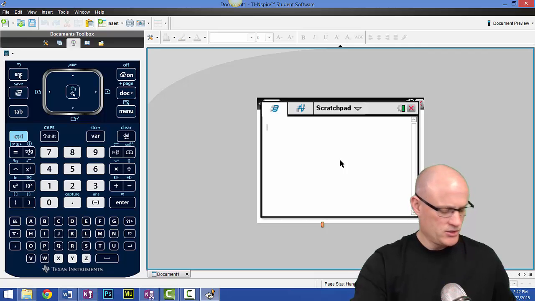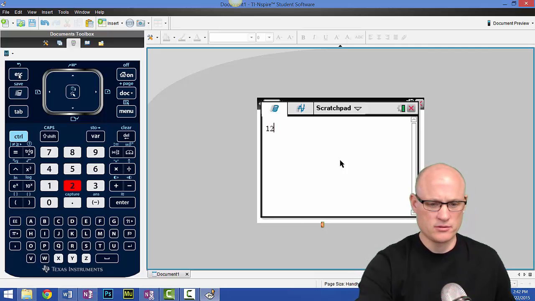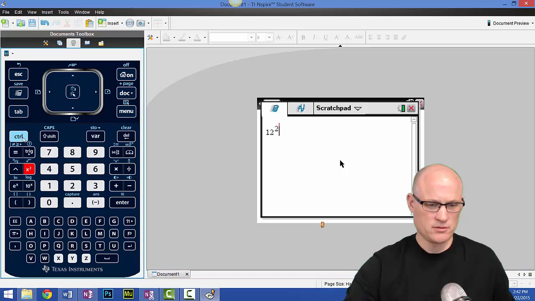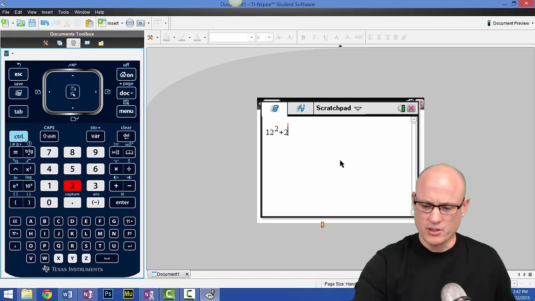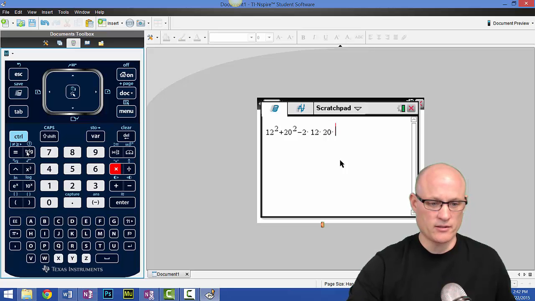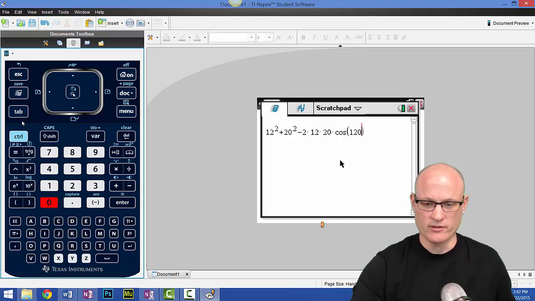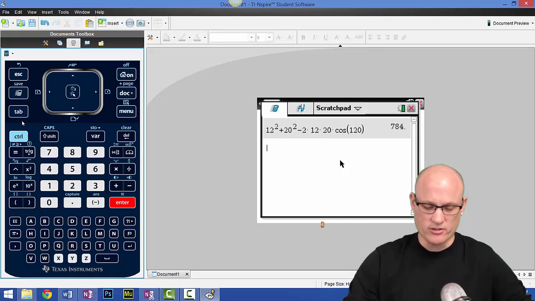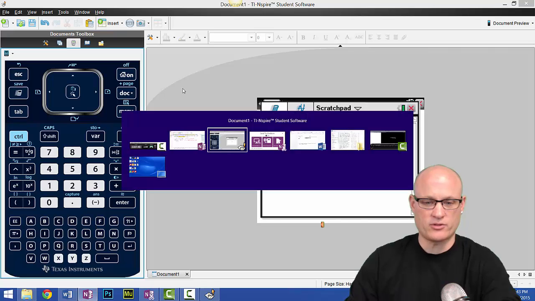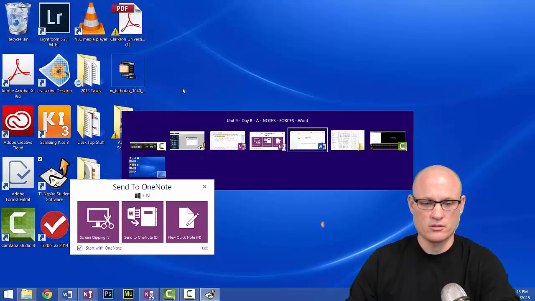We'll get on the calculator and type it in. We've got 12 squared plus 20 squared minus 2 times 12 times 20 times the cosine of 120 degrees. Press enter. 784.